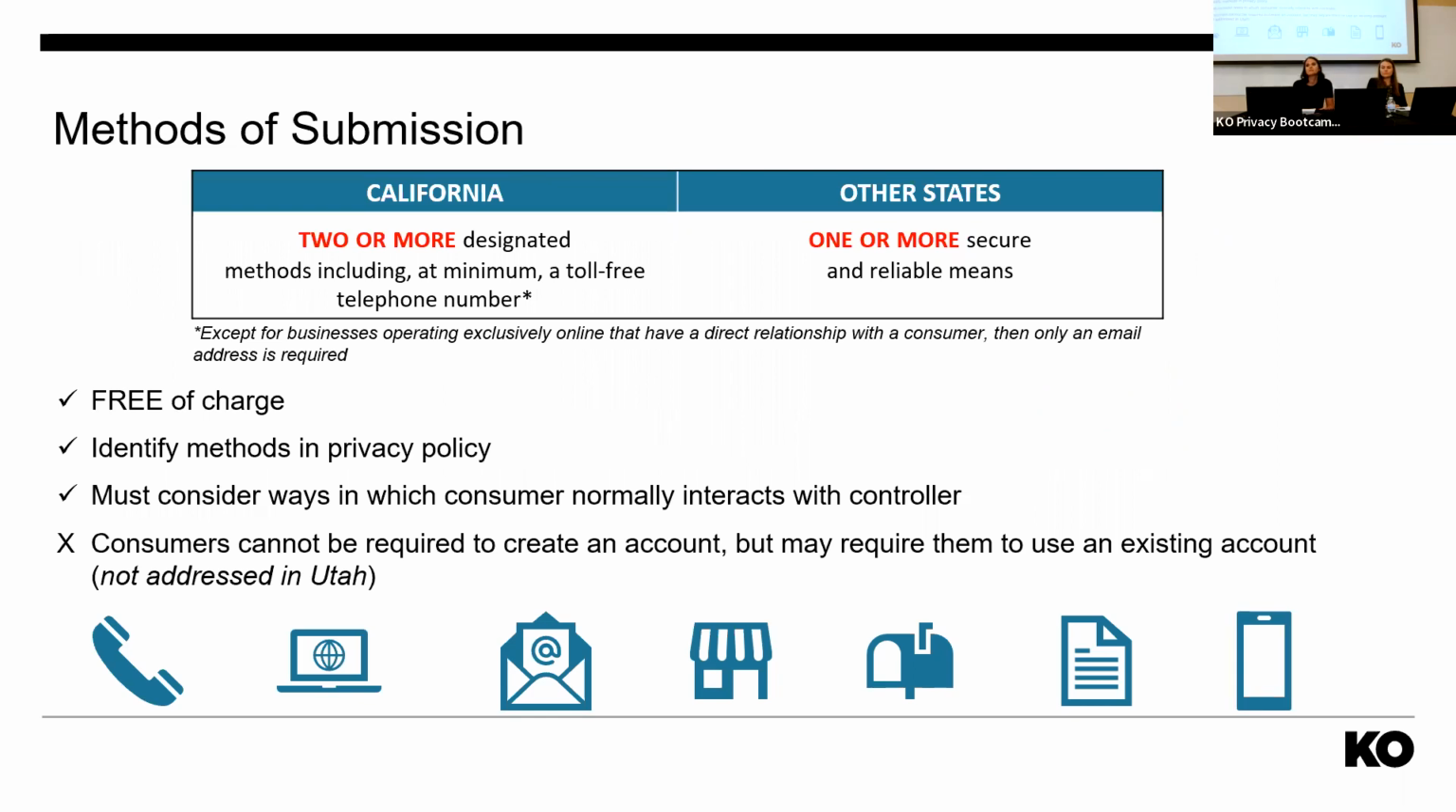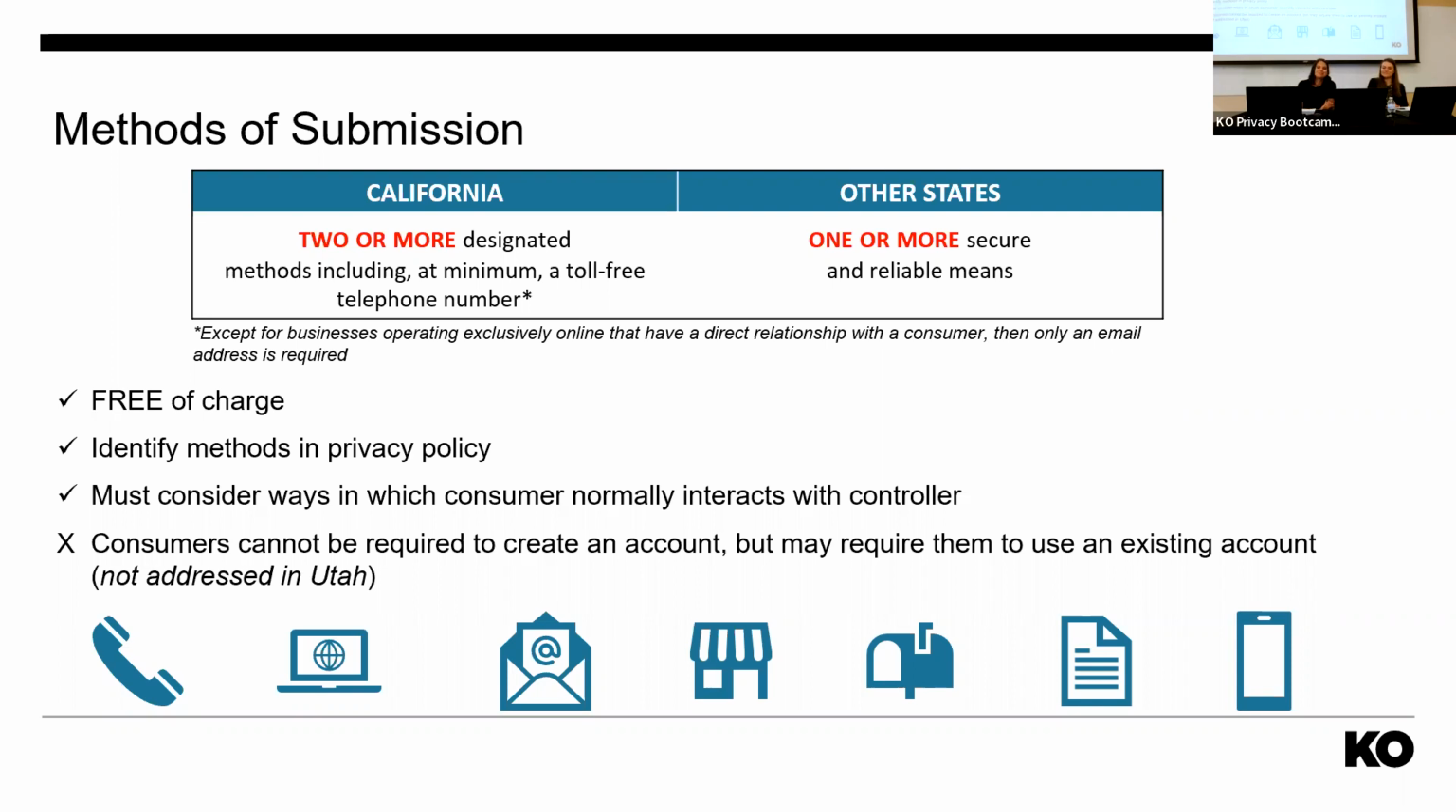So the methods of submitting these requests: California, 2 or more designated methods. The exception being if you're operating exclusively online, then an email address. A little bit more GDPR-like. Otherwise, you need to provide 2 or more methods. One of them has to be a toll-free number. Seems a little archaic, but you need to provide that toll-free number. If you have a website, that needs to be one of the mediums through which you receive these requests. All the other states just generally say, just provide one or more reliable, secure means.